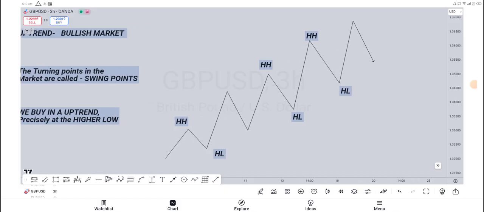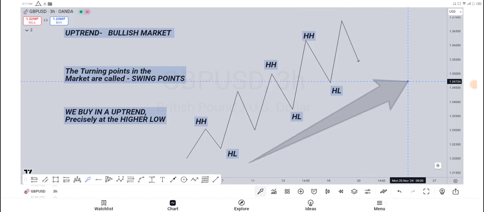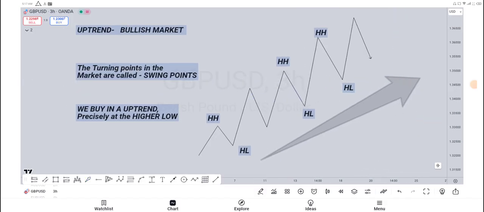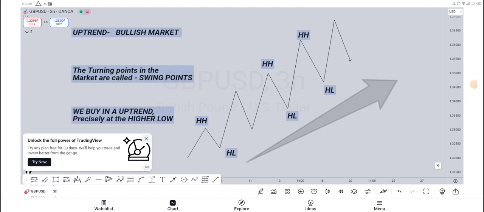So I want you to understand that uptrend is known as a bullish market. What does uptrend simply mean? It simply means the market is going up. And in trading, what do we do when the market is going up? We buy when the market is going up. Don't forget, we buy when the market is going up.